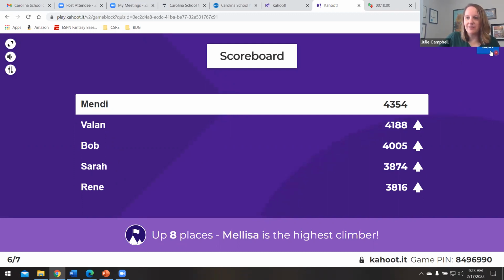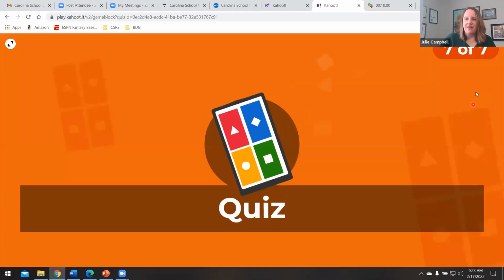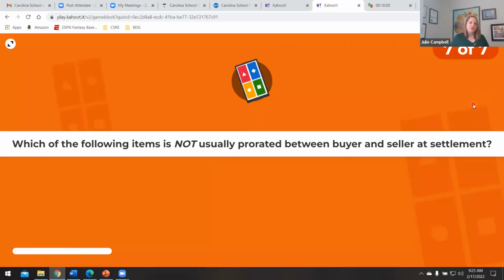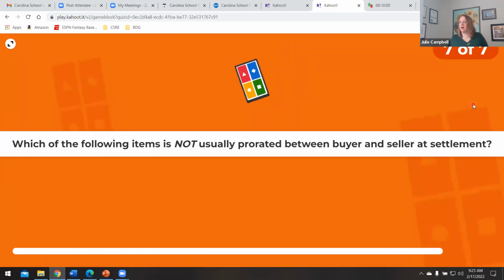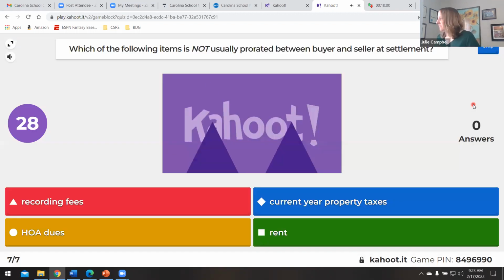She's up eight places. And I think our last one, which of the following items is not prorated between buyer and seller at settlement?